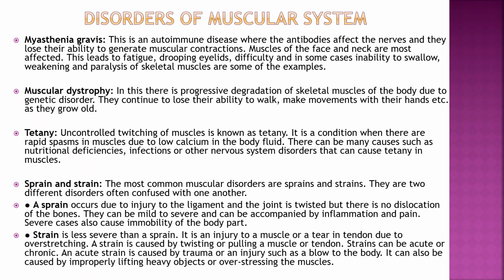Strain is less severe than sprain. It is an injury to muscle or a tear in the tendon due to overstretching. The strain is caused by twisting or pulling of muscle or tendon. Strains can be acute or chronic. Acute strain is caused by trauma or injury such as a blow to the body. It can also be caused by improperly lifting heavy objects or overstressing the muscles.